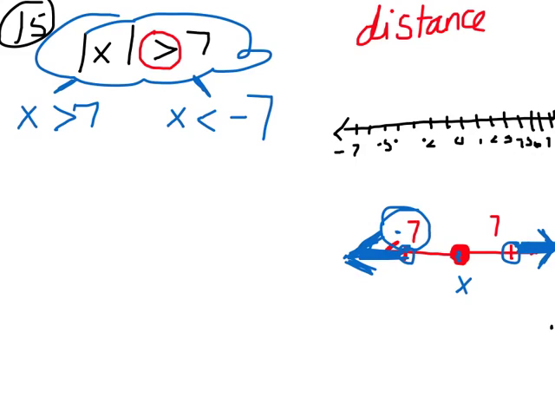Well, on this one, there's nothing to solve. X is bigger than 7. There's nothing to move around. X is by itself, and that's always our goal, to get x by itself. And this is your other answer. That's your answers.